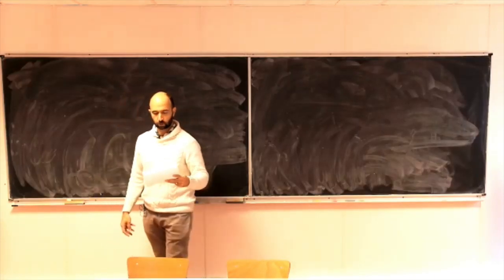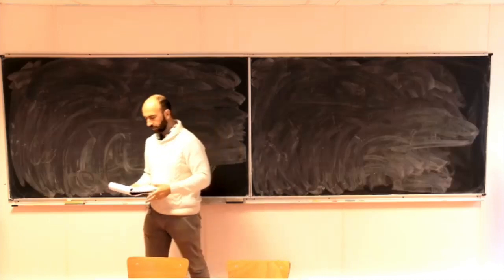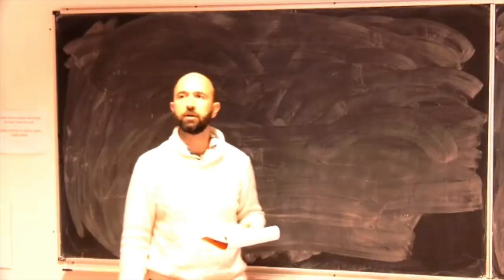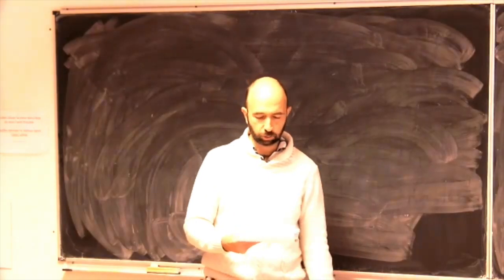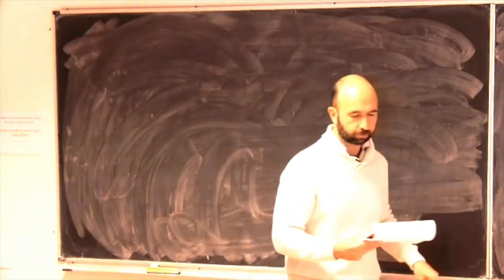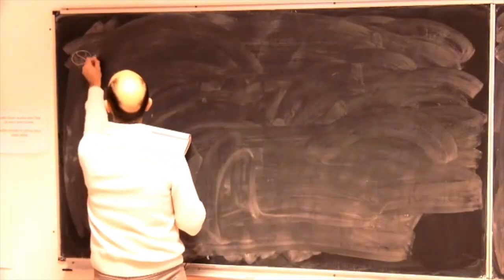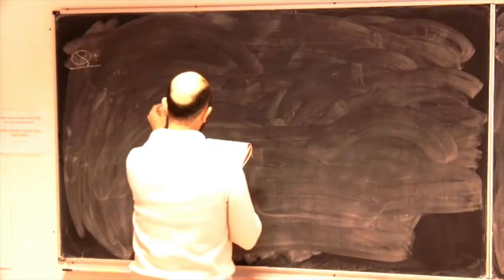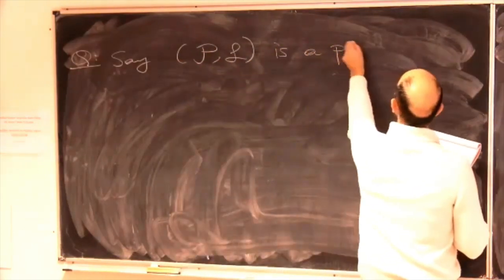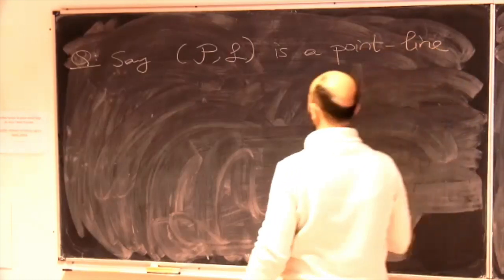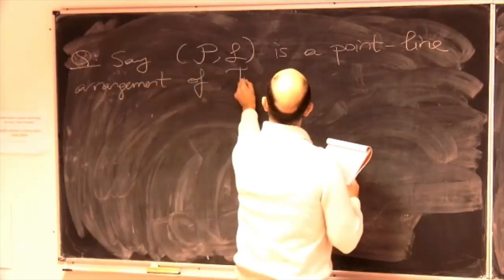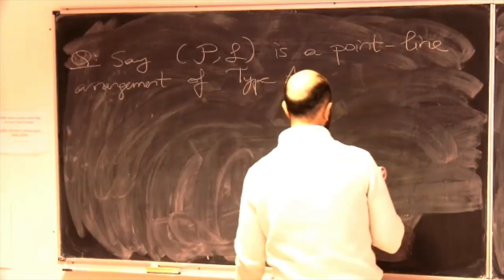Okay, let's go on with the second part of today's lecture. Now that we saw several answers to Sylvester's problem, that there must be at least one ordinary line for these type A point line arrangements, let's try to push this question a little bit further. For example, what's the next question that one could ask? Say PL is a point line arrangement of type A. Not all points of P collinear.